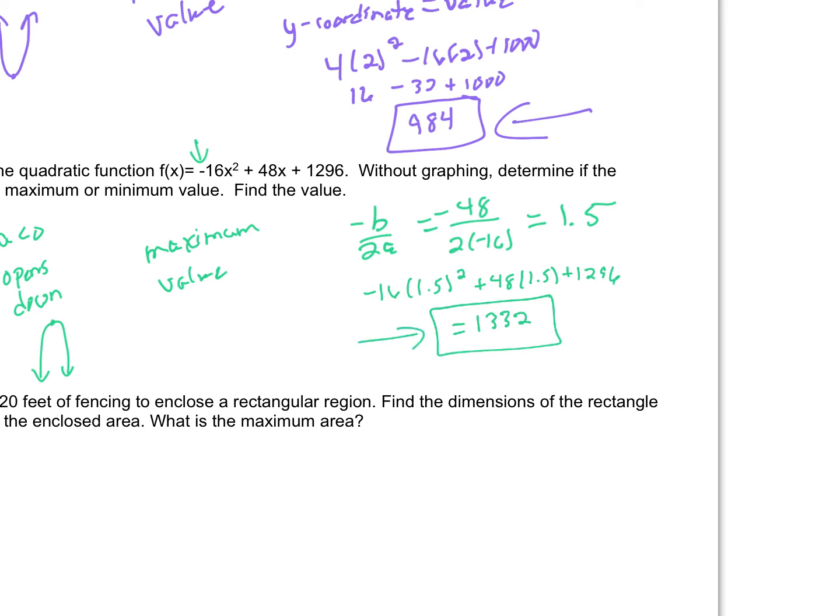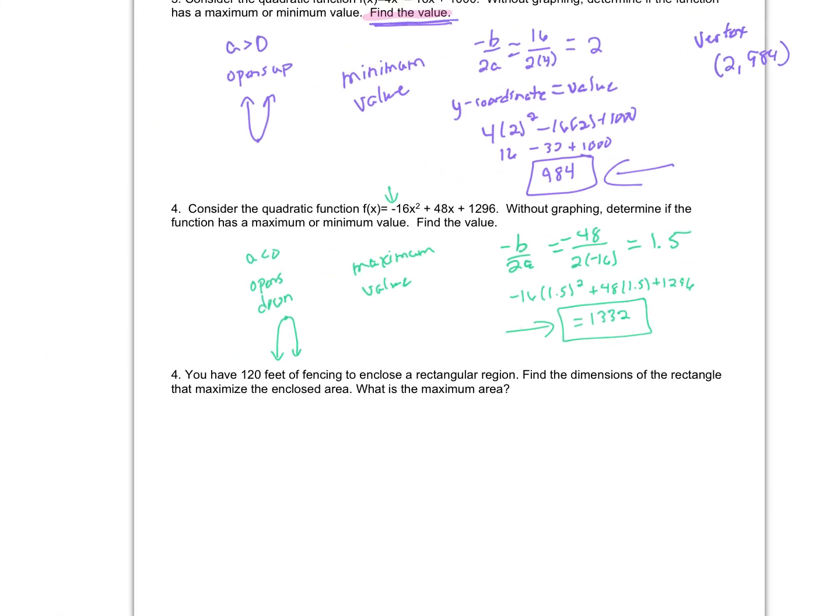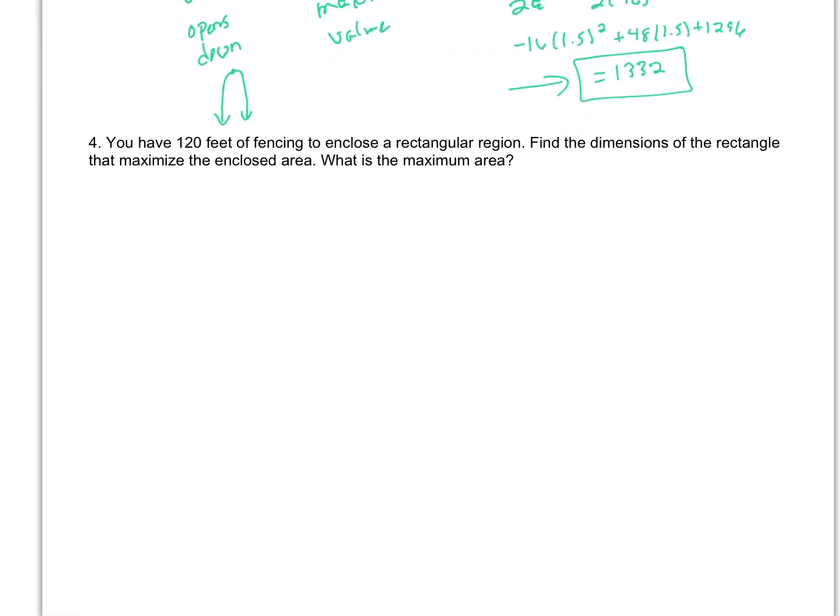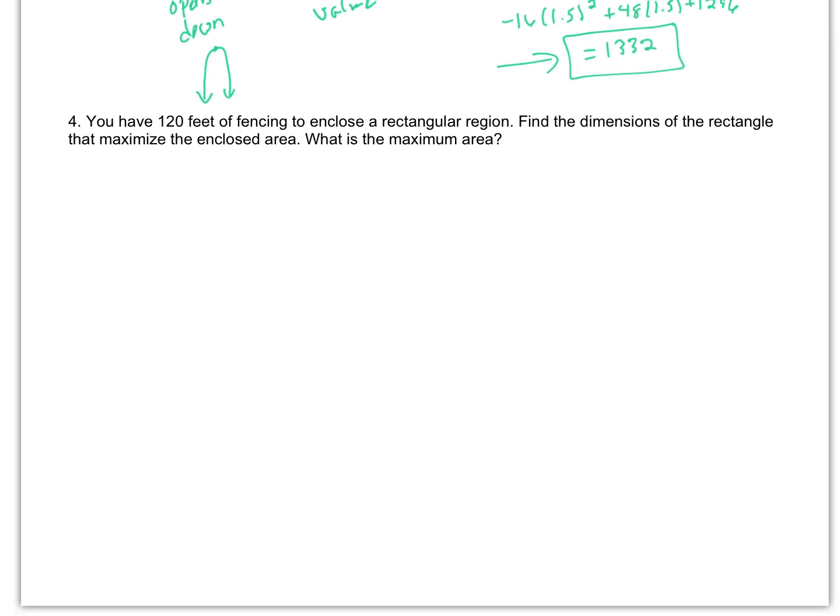All right, one last problem here, and this is kind of a neat application type problem. So it says you have 120 feet of fencing to enclose a rectangular region. So all together, if you think about it, that's our perimeter. So 2x plus 2y has to be equal to 120. Find the dimensions of the rectangle that maximize the enclosed area, and what is the maximum area?